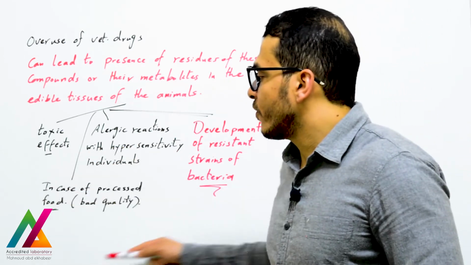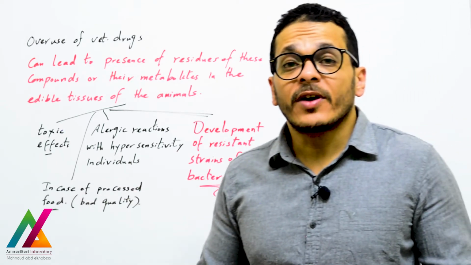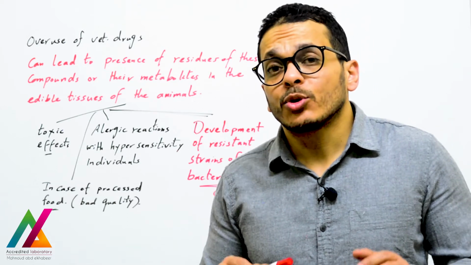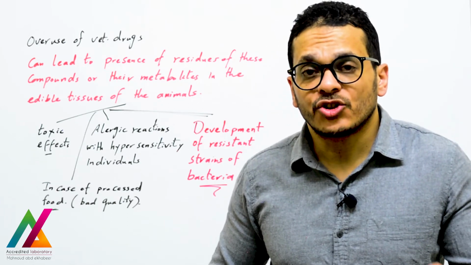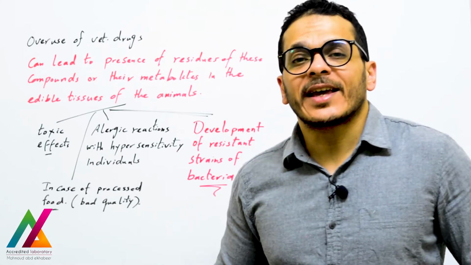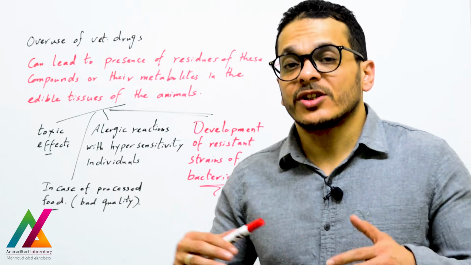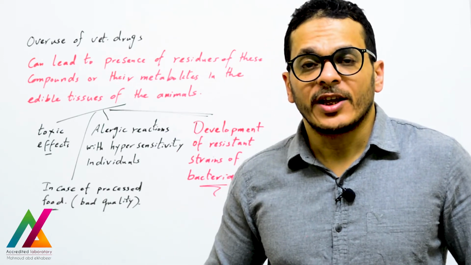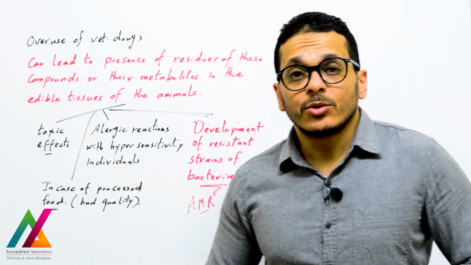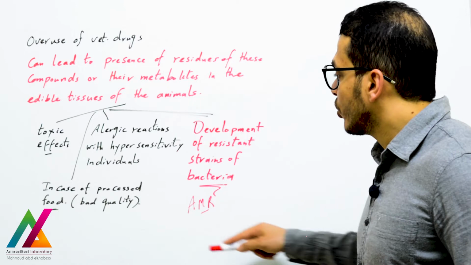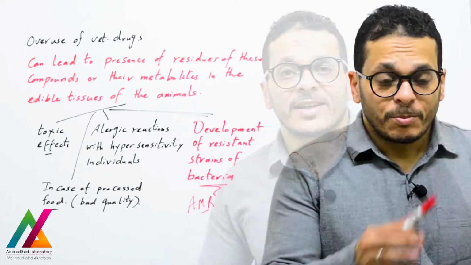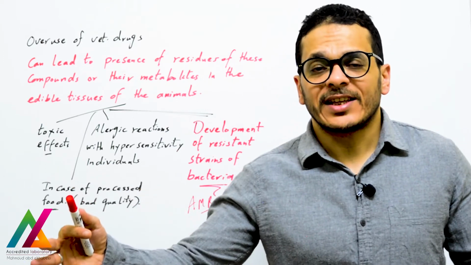Also, in the case of processed food, the final products will have a poor quality, such as products obtained by fermentation, such as cheese or yogurt. In this case, the antibiotics can inhibit the bacteria responsible for fermentation, and the final product will be of poor quality. These antibiotic residues can also be responsible for the development of resistant strains of bacteria, or antimicrobial resistance.